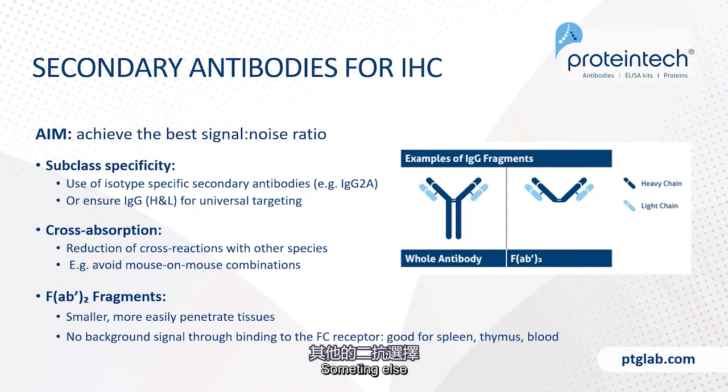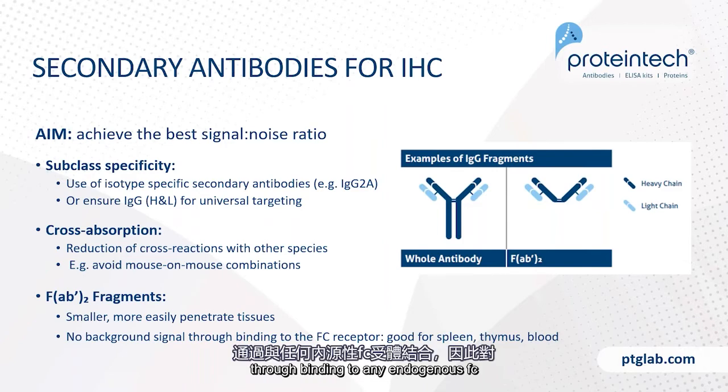Something else that you can be aware of are secondary antibodies that are F(ab')2 fragments. These are missing the Fc region, and they are smaller and are therefore more easily able to penetrate tissue. You are also reducing any background signal through binding to any endogenous Fc receptors, and thus they are good for tissue which has high Fc receptor concentrations, such as spleen and thymus.